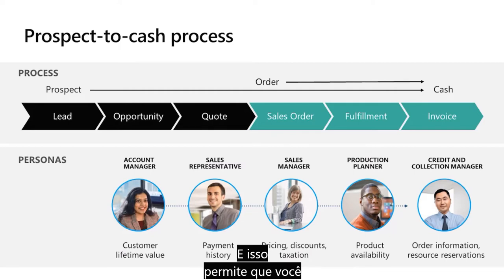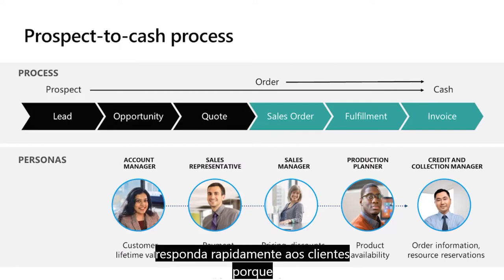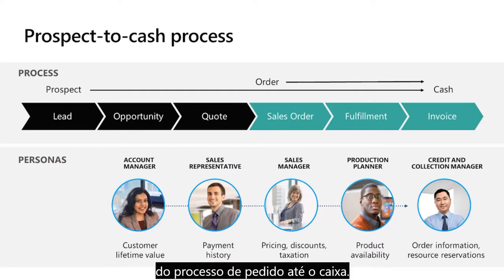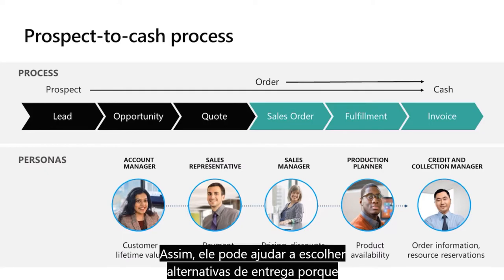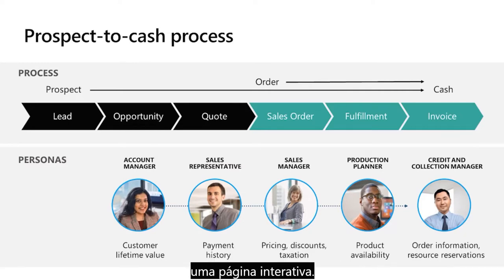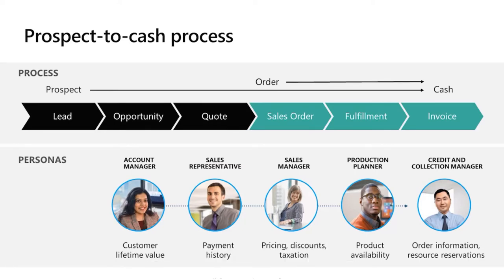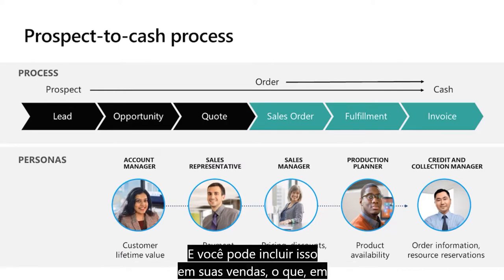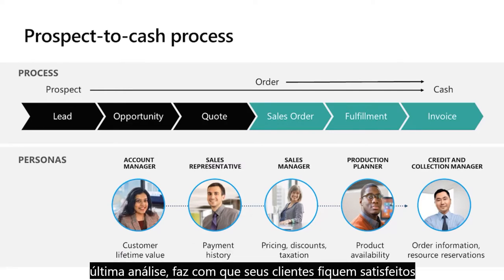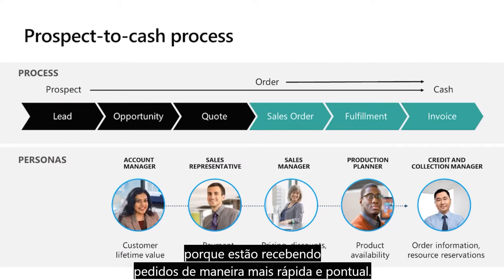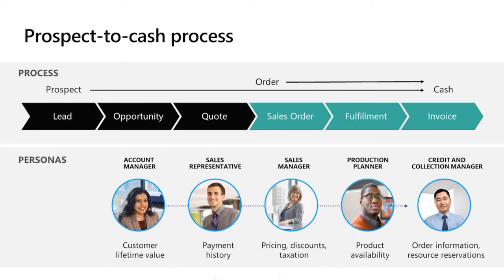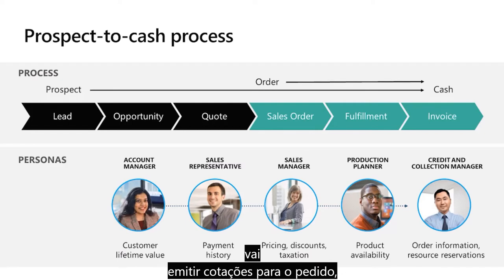And what this does is this allows you to respond to your customers quickly because you've automated the coordination of the order to cash process. So it can help you choose delivery alternatives because you're able to take information from one interactive page. Now, you can offset availability and shipping issues to fulfill orders faster. And you get to include that into your sales, which ultimately makes your customers happy because they're getting their orders faster and on time.